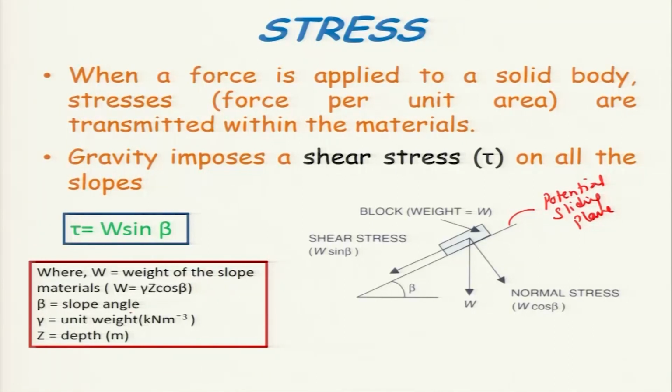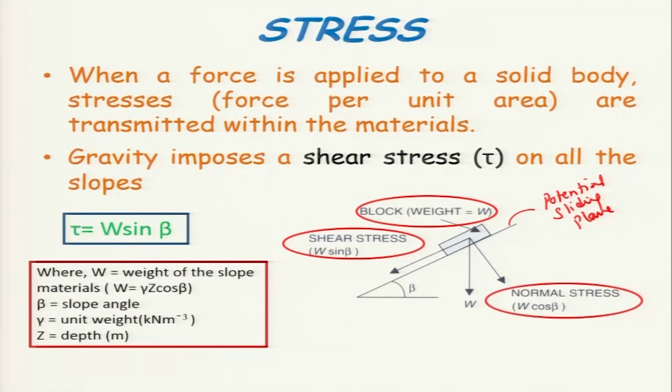So, beta is your slope angle, gamma is your unit weight, and Z is your depth. If you have all this information, you can easily talk about the factor of safety. Where you have the material which has been given as normal stress, and you take into consideration the weight and depth here. Now, role of gravity on landslide.